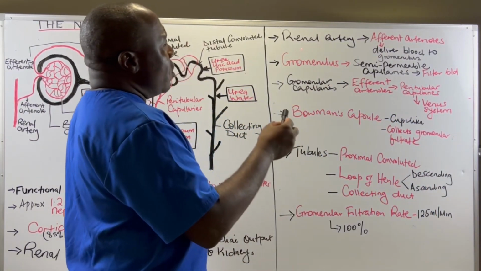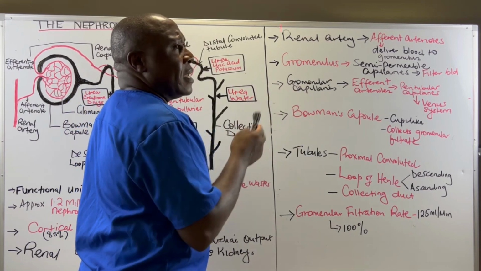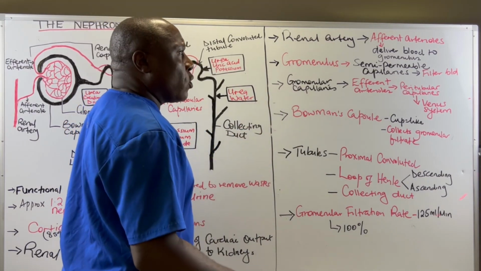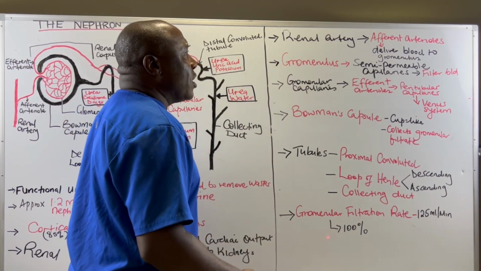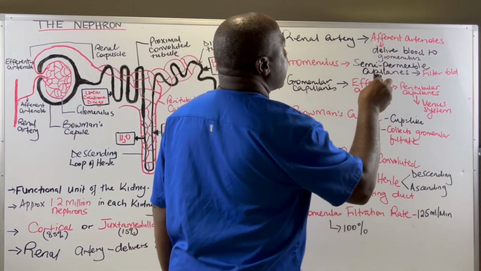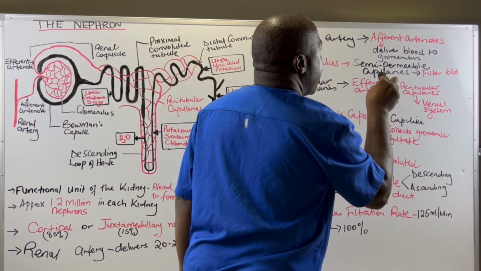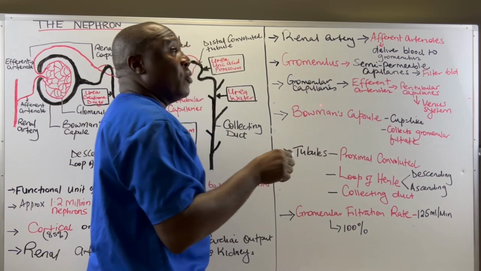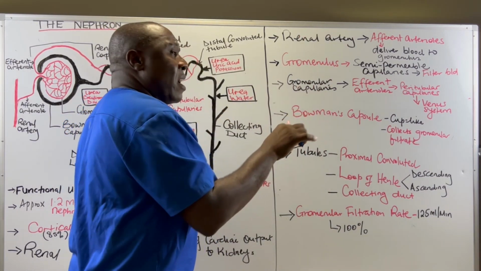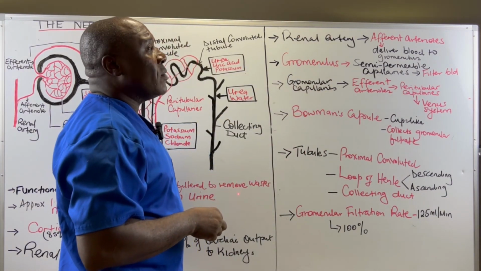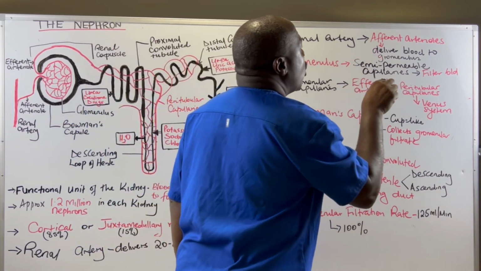Now, when the renal artery enters the kidney, it subdivides into arterioles until we have what we refer to as afferent arterioles. Afferent arterioles are those arterioles that deliver blood to the kidney. They are the ones that deliver blood to the glomerulus.